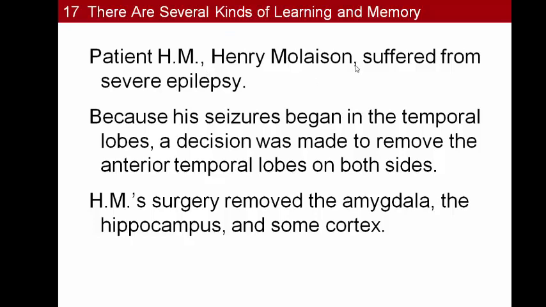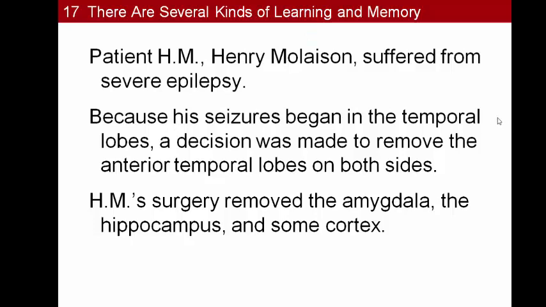So Henry Molaison had severe epilepsy that was not responding well to other treatments. And we've talked about throughout the semester how there are situations where if epilepsy is untreated and it's causing this severe dysfunction, or if we've tried to treat it and it's not working well, it is possible that we might go to some type of neurosurgery. So what happened here is that his seizures were beginning in the temporal lobes.